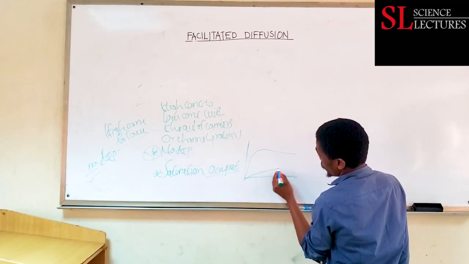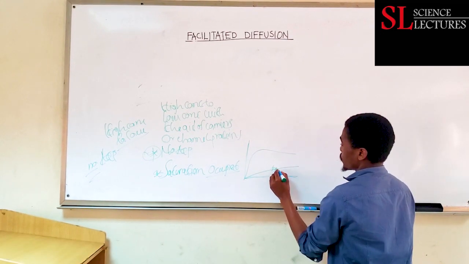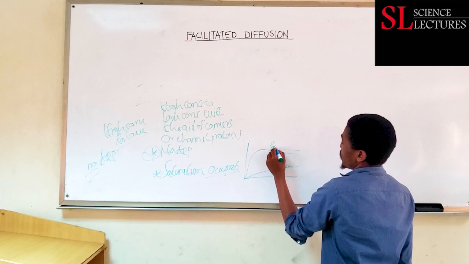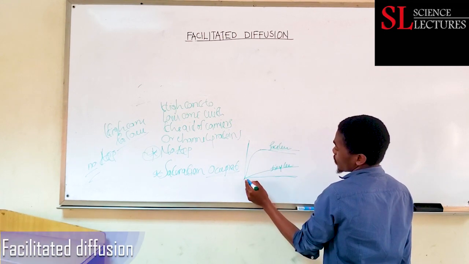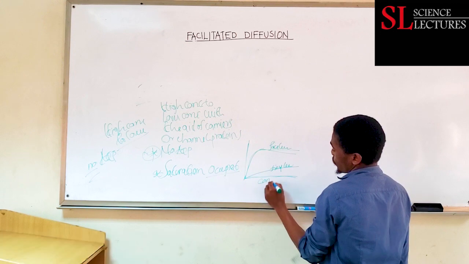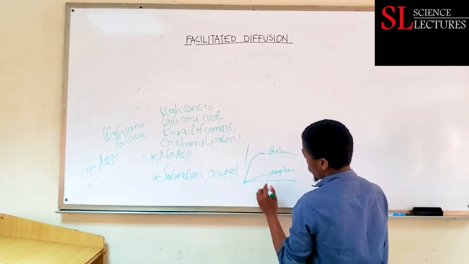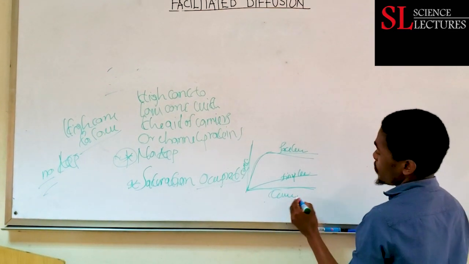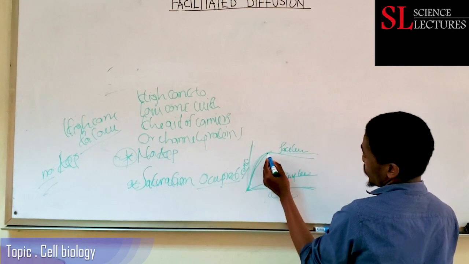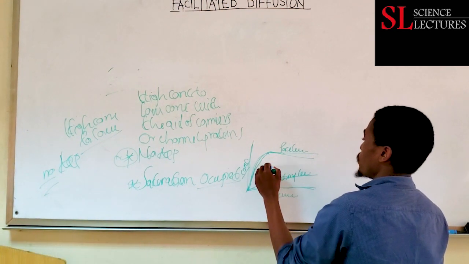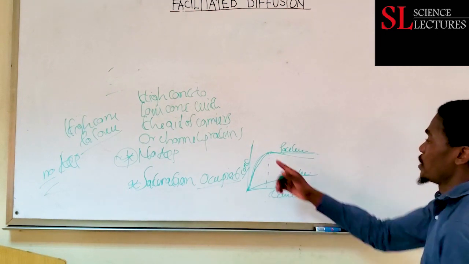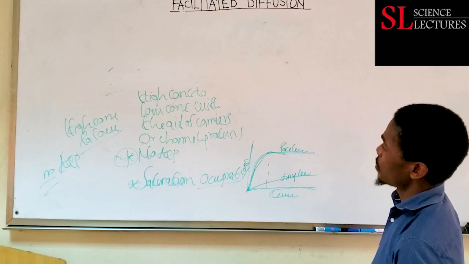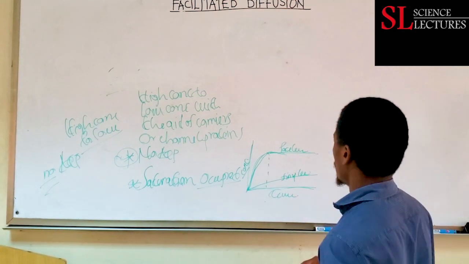If compared with simple diffusion, this will be the graph for simple diffusion, and this one will be the graph for facilitated diffusion. Transport increases as we increase the concentration. If this is the time and this is the concentration, with time the rate of transportation will increase, but it reaches a point where all the sites are occupied and it will level off. And that is the moment where we have saturation of the active sites. So this is a brief introduction to what facilitated diffusion is.